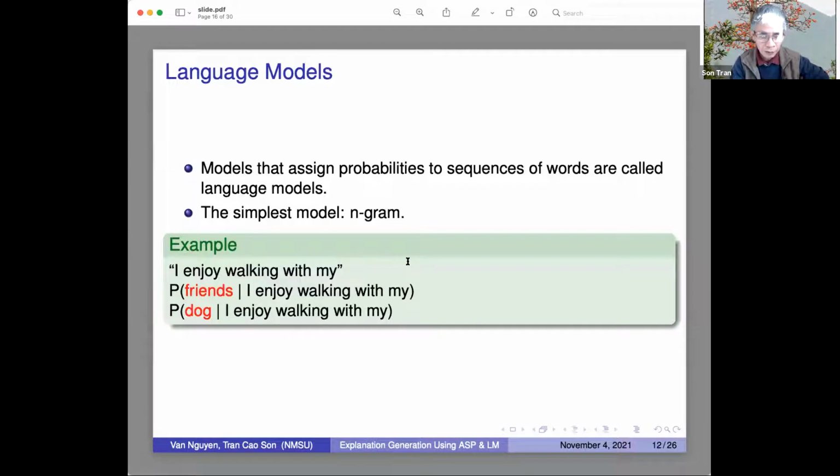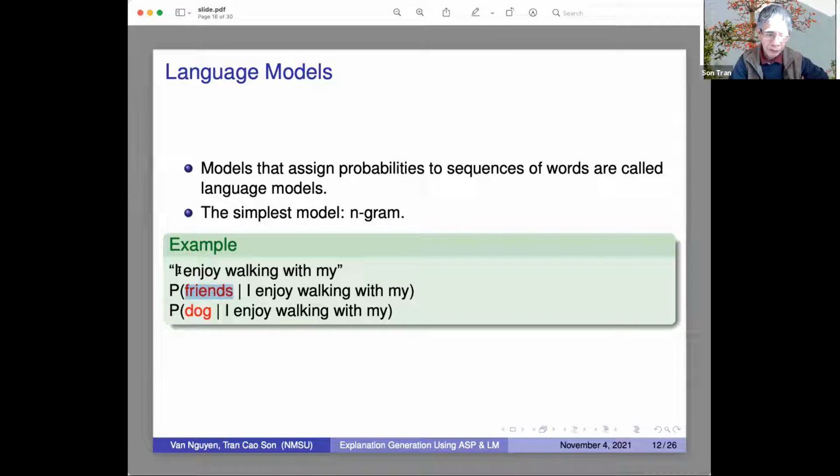In this paper, we focus on using the language model to generate sentences. Let me very quickly explain the language model. Basically, a language model assigns a probability to a sequence of words, and from that language model, we can calculate the probability of the word friends.